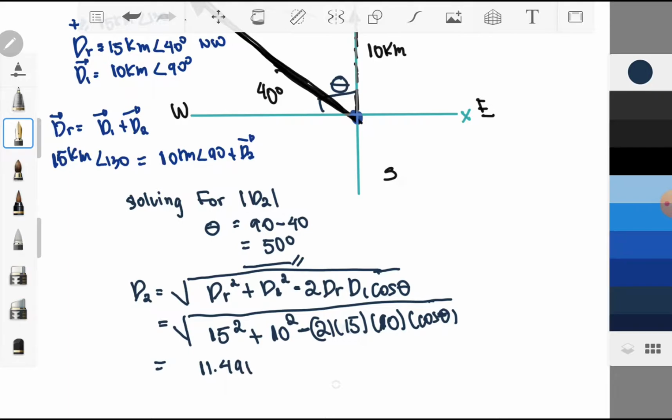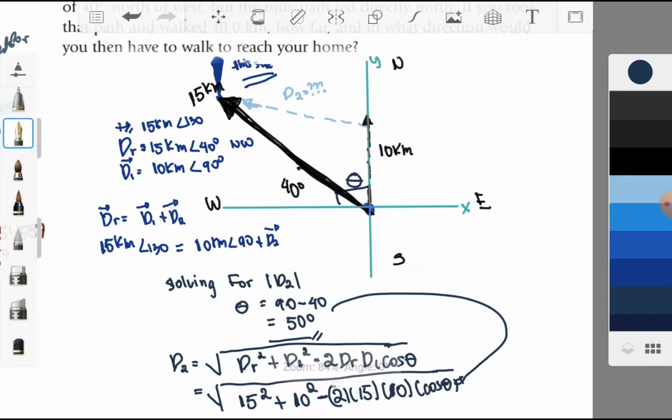11.496. The magnitude of your d2 is 11 kilometers. So this is the answer for your d2, so that your theta was substituted from that. So how will we solve for your alpha? Let's say this will be your alpha.